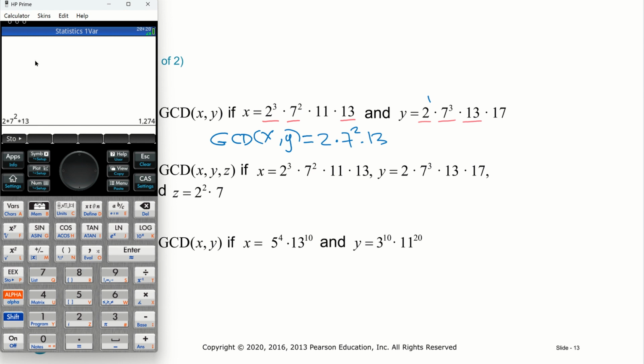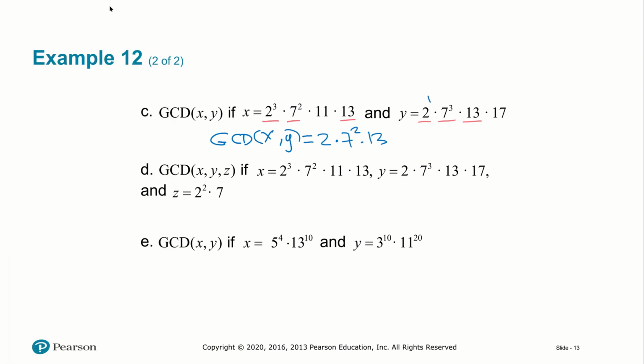So 1274 is our GCD. And that should not be surprising, because once you multiply each of these, those are very large numbers. So it's not surprising that the GCD is this large. Okay, how about this part? Again, pause, then come back.